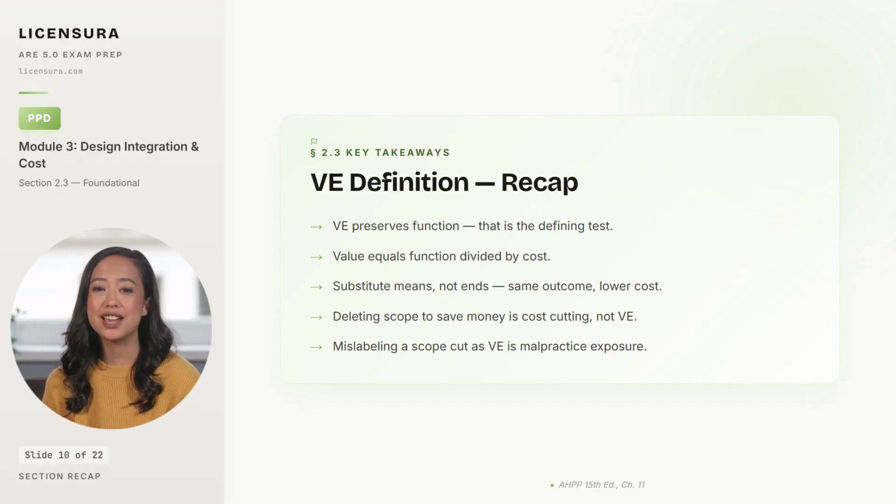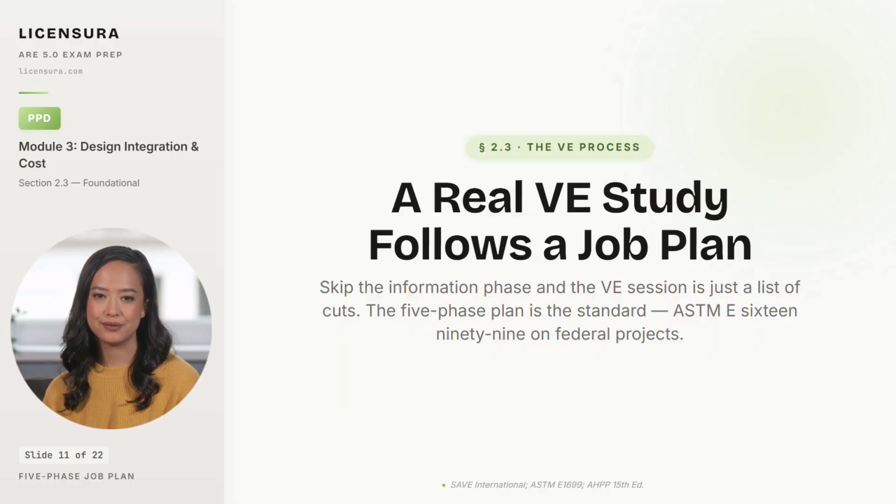Deleting scope to save money is cost-cutting, not VE, and labeling a scope deletion as VE on a real project is the kind of paperwork that turns into a deposition exhibit and personal liability exposure when the tenant injury claim lands.